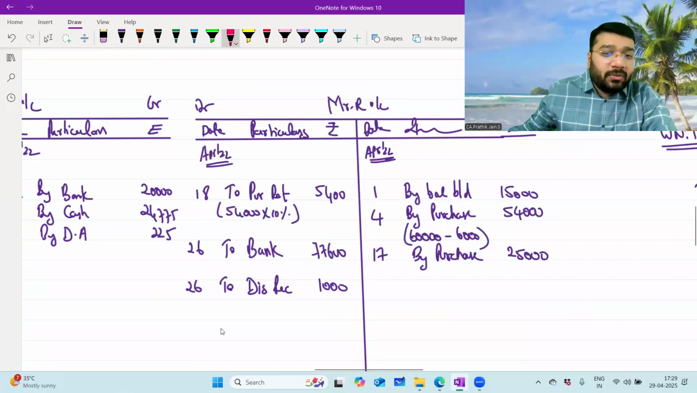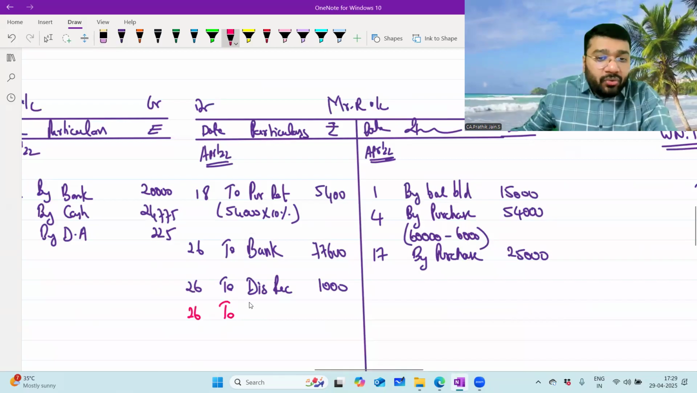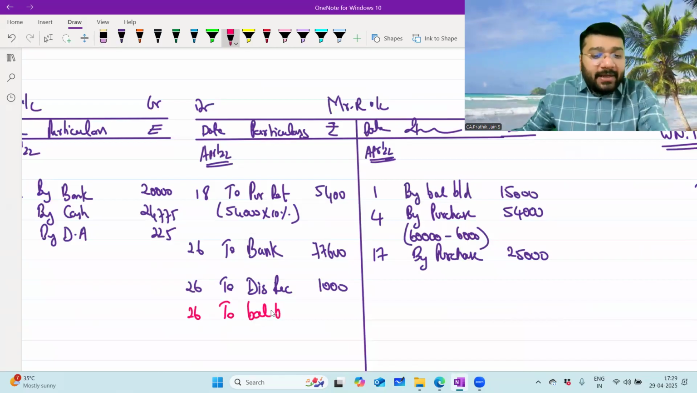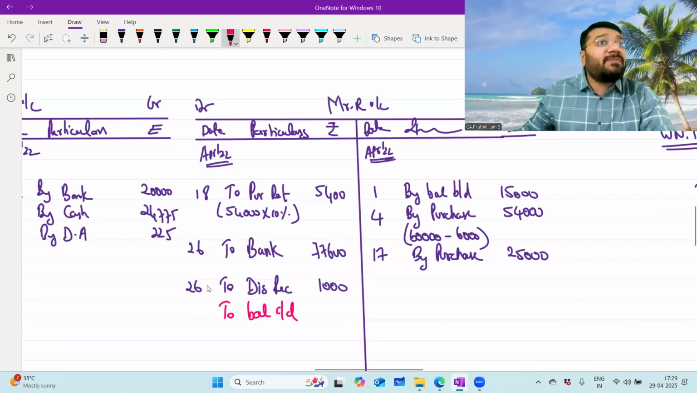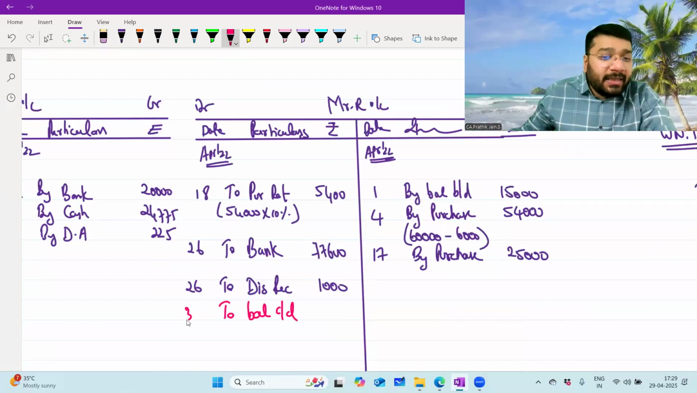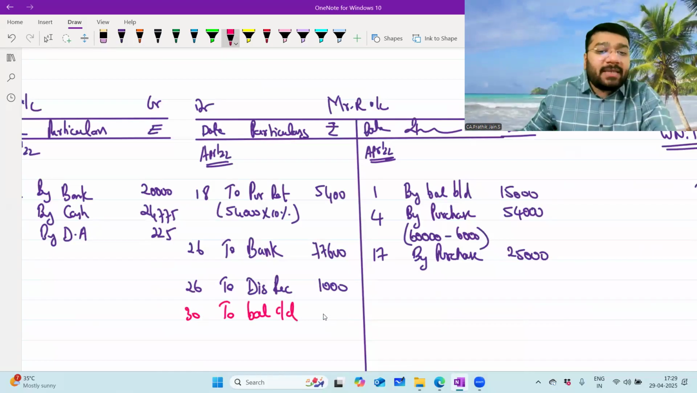So now, on 26th, to balance carry down. Sorry, it should be 30. Always the balancing is at the end of the month. If it is monthly data, balancing will be done at the end of the month. 30 April, to balance carry down, how much? 10,000.